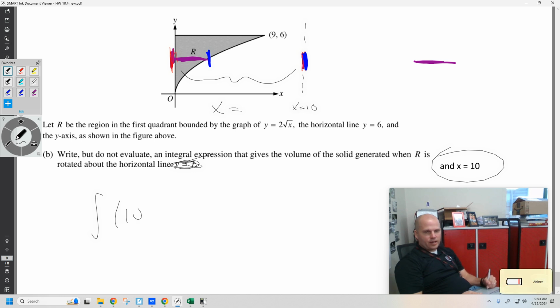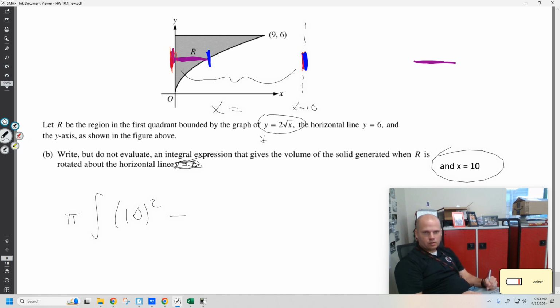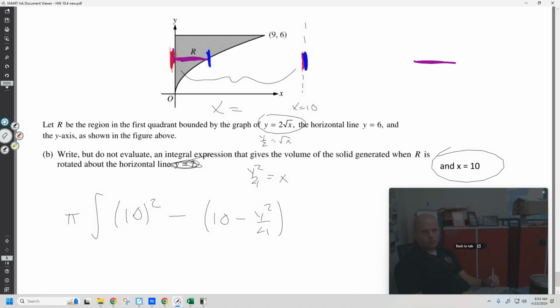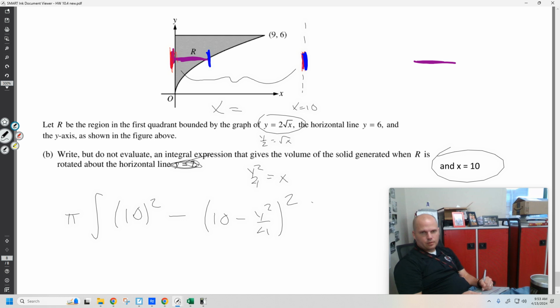X equals 10. X equals 10 minus, what is this? Y squared over 4. X equals 10 minus y squared over 4. Sum these up. It's a very small y distance. The y distance is the height of the tire. Sum these up from a y equals bottom to a y equals top. Don't screw that up. Okay?